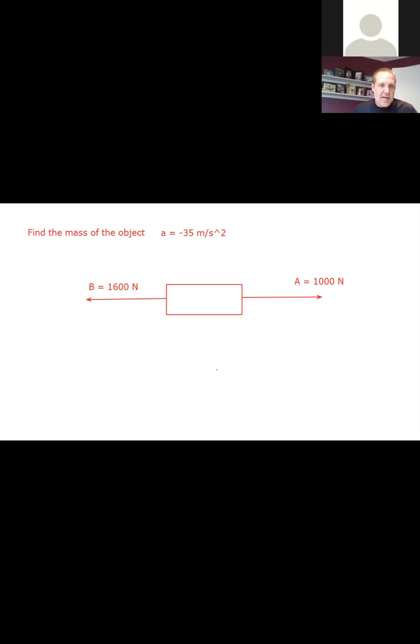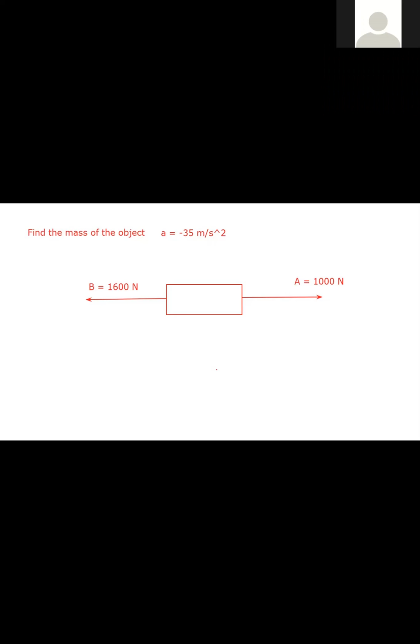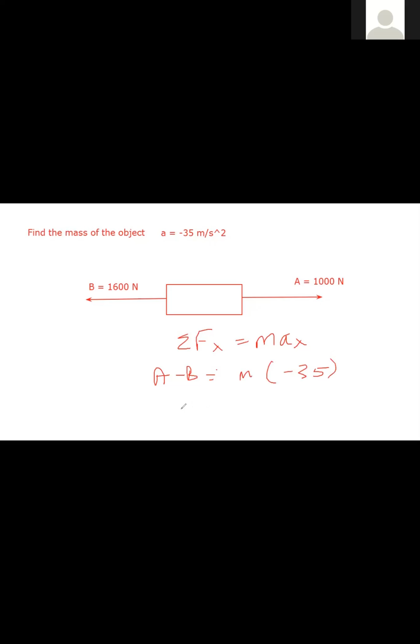All right, so it's looking good here. Let's give this a look-see, see what we got. I'm going to say the sum of the forces in the x equals max. A minus B equals m, which is what we're looking for, times negative 35. M equals 1,000 minus 1,600 over negative 35, which is 17.14 kilograms.